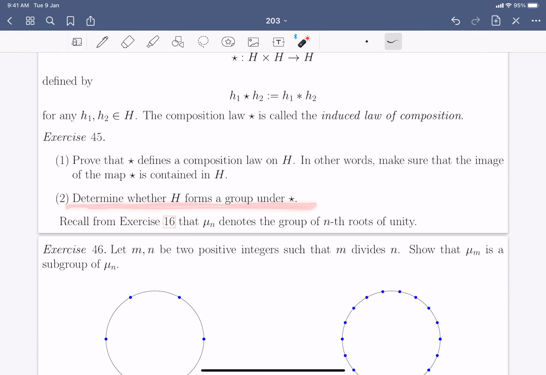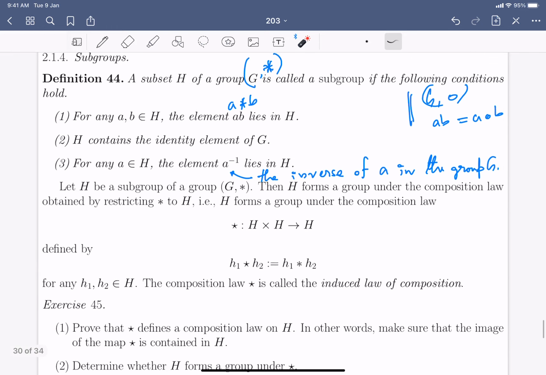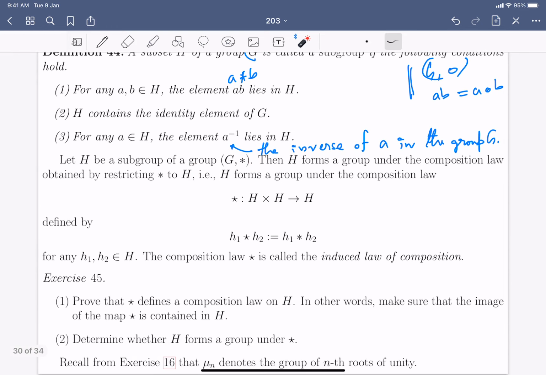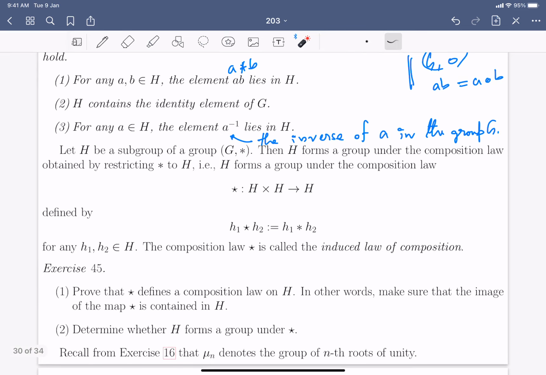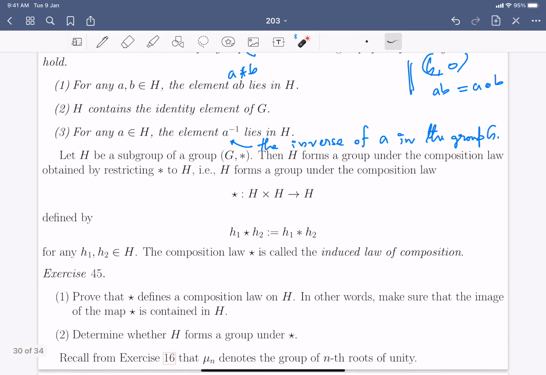Now it remains to determine whether H forms a group under this induced composition law or not. In other words, whether this claim is true or not. One can show that this is true, as I have been claiming, and it is also stated here. For the third condition in the notion of a group, you need to verify associativity. Associativity is a property of the composition law star, so it has to hold for its restriction, the induced law of composition.